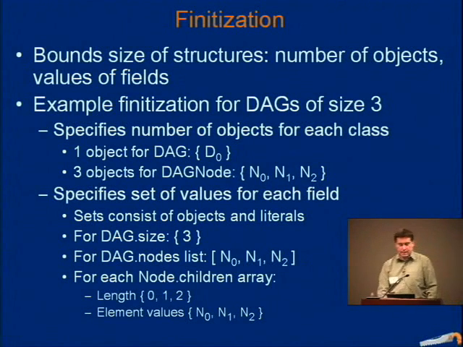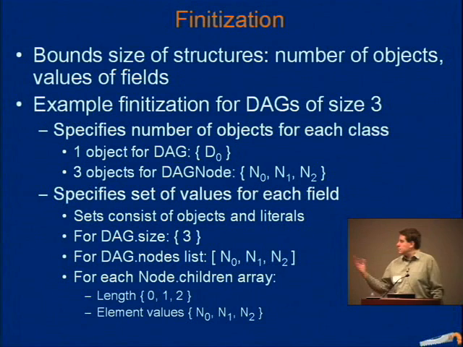So what that means is that the user has to specify that there is one DAG object in one given graph. We'll be generating a large number of them. Then there are 3 node objects. And then also to specify the values for these fields. For example, for the size, we may want to have the value exactly 3. In general, we want to put values 0 to 3 or 0 to n. We don't want only a specific size, but maybe all of them up to some given size.